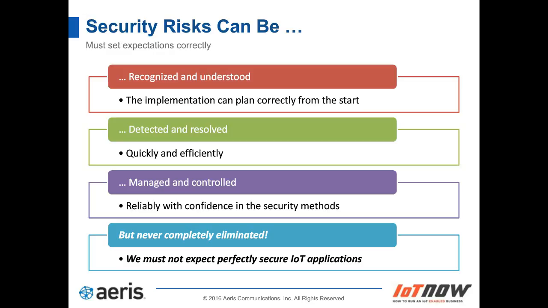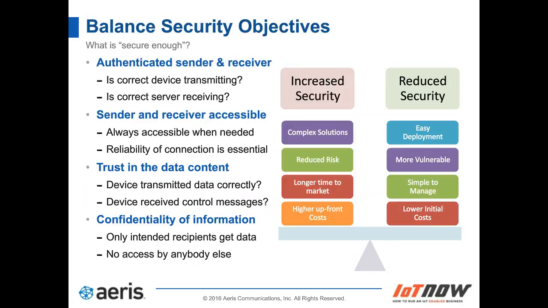or IoT application. So let's make sure we understand what I call the four principles that we're dealing with when I talk about security and how to balance them. Basically, principle one, you have to authenticate the sender and the receiver, meaning is the correct device transmitting the data that you're expecting to get? Is the correct server receiving the data?